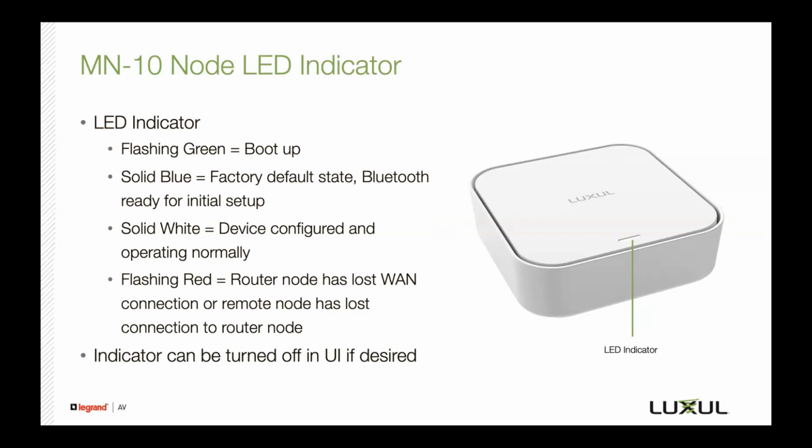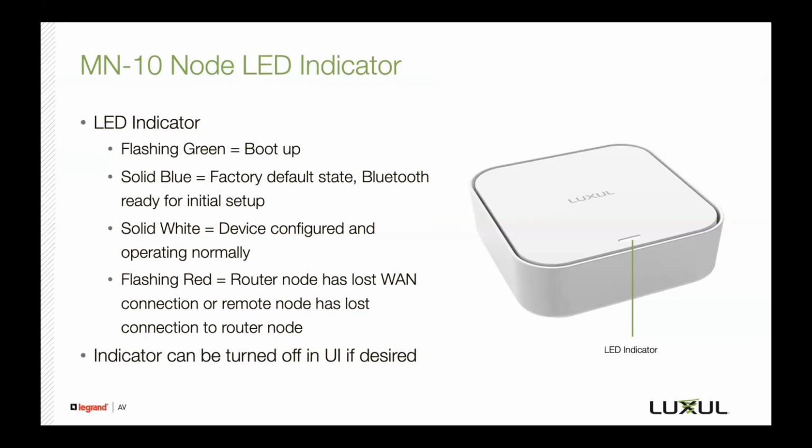The reason we chose blue is because the communication between the app and the device to begin with takes place over Bluetooth, not over Wi-Fi. It doesn't switch to Wi-Fi until after the unit is set up. So blue is an indicator that I'm ready to be set up using the Easy Setup app, and I'm factory defaulted, which also is a requirement. If it's solid white, then that means it's operating normally, it's just fine. And flashing red does mean that there's something wrong. We've seen really two scenarios with this. If it's a router node, the flashing red generally indicates that it's lost its connection to the internet, whether that's to the modem, to the ISP, whatever the case is.